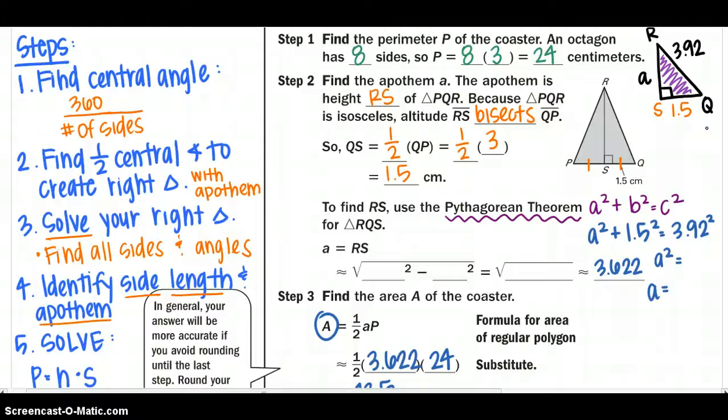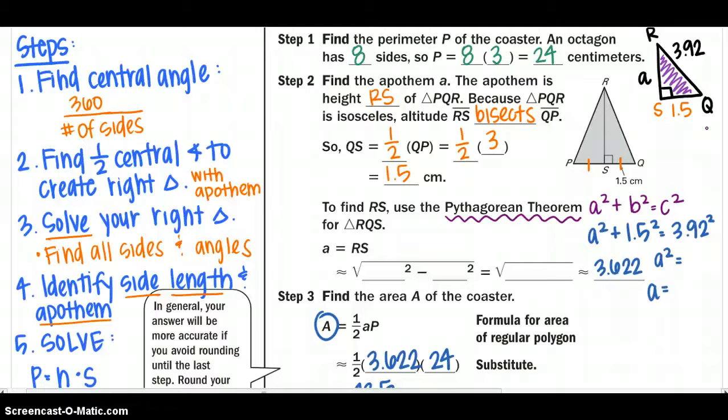My first suggestion would be to find your central angle, and remember you can do that by saying 360 divided by the number of sides of your polygon. After that, you're going to find half of your central angle, which creates that right triangle that we take out, so we can start solving for our apothem and the other sides of our right triangle. Step 3 is to solve your right triangle. Before, we could just solve it by the Pythagorean theorem. Now we might have to use our trig functions, sine, cosine, and tangent, to help us with that.